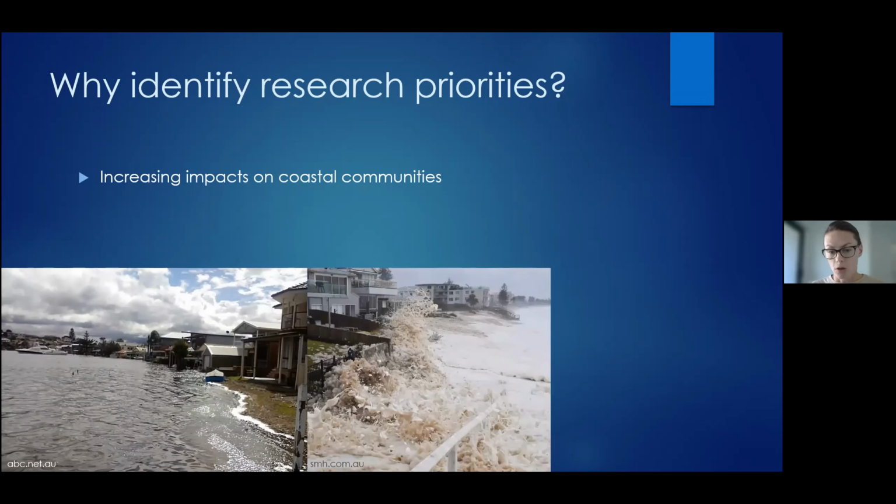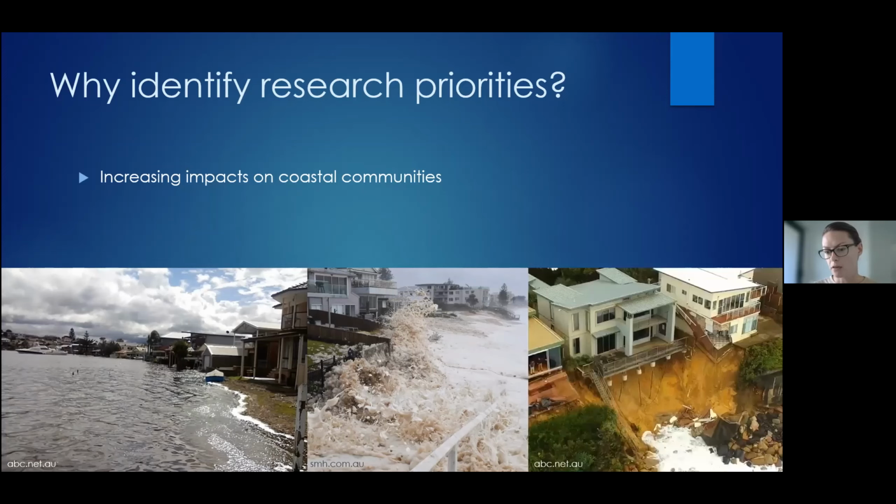This is Collaroy-Narrabeen during the 2016 storm when there was significant beach erosion, and you can see the impacts of waves affecting these properties. And more recently, this was the impact of erosion at Wamberal. So these are all New South Wales specific examples, but we can easily find equivalent examples for any other state or territory in Australia, aside from the ACT.